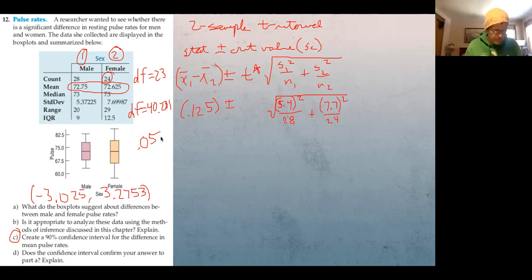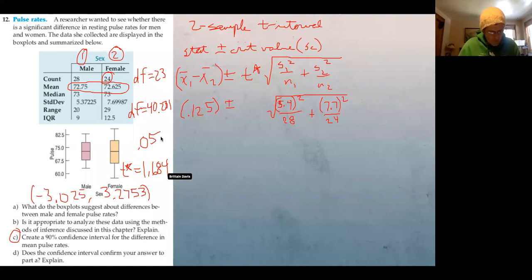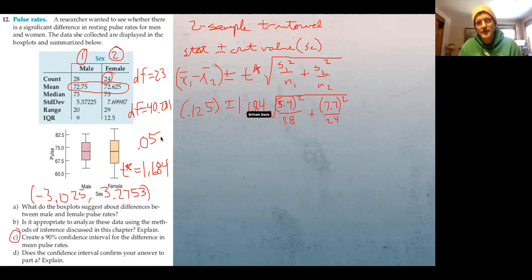And my degrees of freedom, 40.231. And I got a T star of 1.684. I'm not worried about the negative. Okay, and once I've got that, I just plugged it in for T star in my calculation, and then I can go from there.